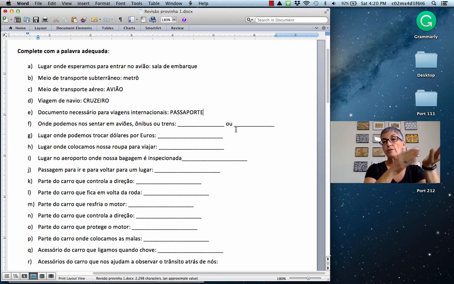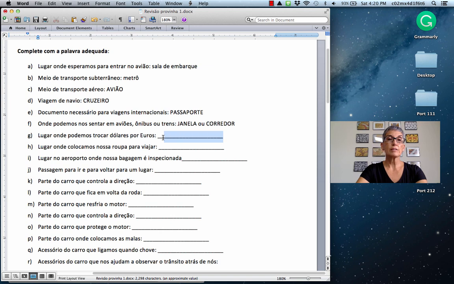Onde podemos sentar em aviões, ônibus ou trens? So where you can sit when you travel, right? By plane, by bus, or train. So you can either travel by the window, janela, ou corredor. Oops, corredor.